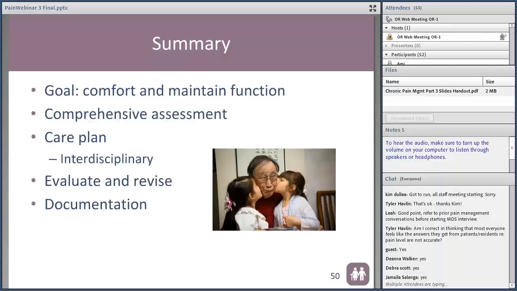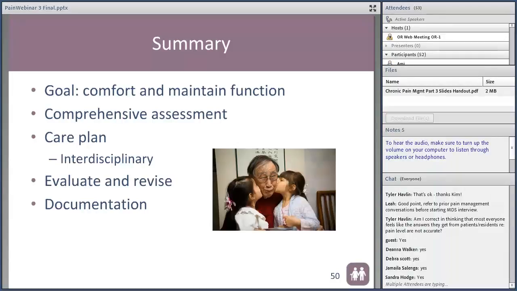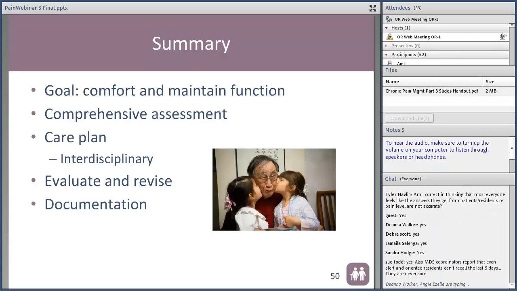So in summary, really, again, our goals for pain management for most patients should be to achieve a consistent level of comfort while maintaining as much function as possible. So, I often say to therapists, why don't you tell me ahead of time before they're going to have therapy so that I can medicate before the therapy session.